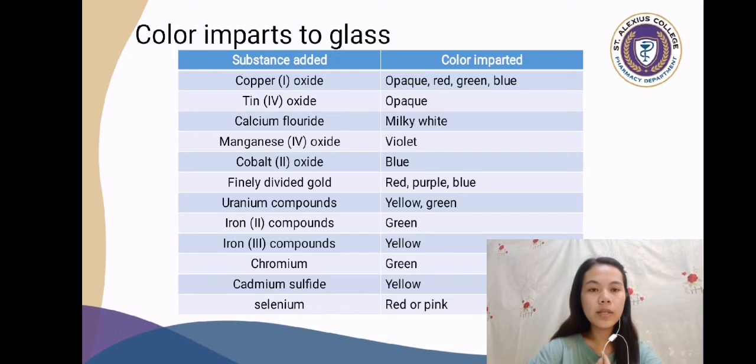So next, we can see here in the table the list of substances that will impart different colors when added to the glass. When copper 1 oxide is added, it will impart opaque red, green, or blue color. Tin 4 oxide will render opaque, calcium fluoride, milky white, manganese 4 oxide, violet, cobalt 2 oxide, blue, finely divided gold, red, purple, or blue, uranium compounds, yellow and green, iron 2 compounds, green, iron 3 compounds, yellow, chromium, green, cadmium sulfide, yellow, and lastly the selenium, which will impart red or pink color.